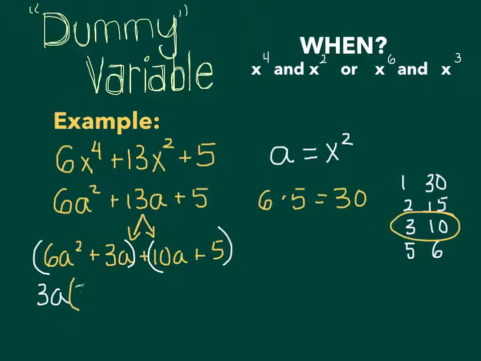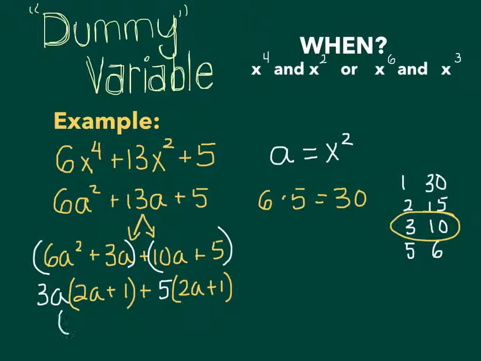And then I'm left with 2a in the front, and then just plus 1. And then in my second set of parentheses, I notice that I can take out a 5, and I'm left with a 2a plus 1. Now this is the great checkpoint where you notice that you have 2a plus 1 and 2a plus 1, so it means I did it right.